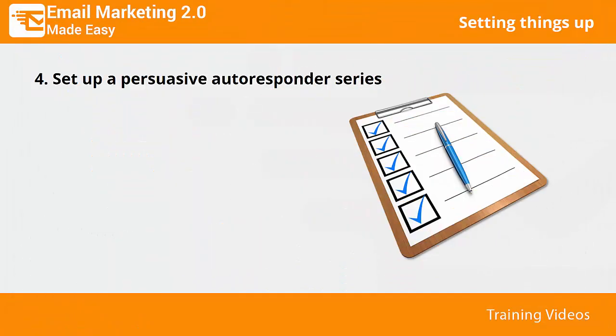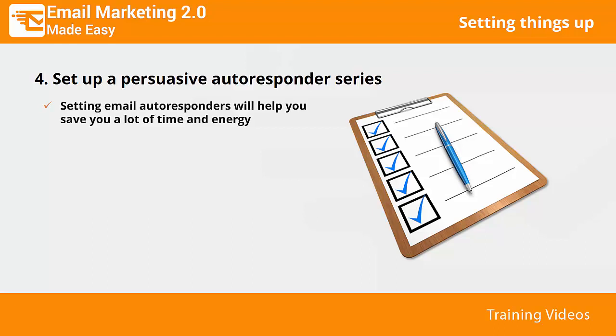4. Set up a persuasive autoresponder series. Setting email autoresponders will help you save a lot of time and energy. It will be helpful only if you write messages intended to convert your readers. Here's how to create an autoresponder series that generates sales.